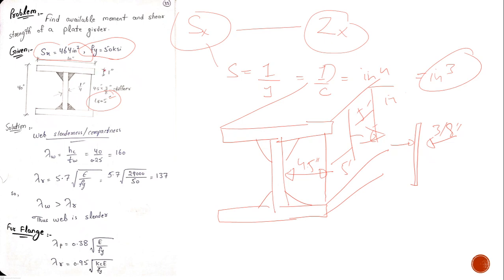The thickness of the flange is 1 inch, and the thickness of the web is 1/4 inch. The overall depth is 40 inches, and you have to find the available moment capacity, because this is a flexure member, of this plate girder. The shear design is not here. It will be discussed in future lectures, and it is one of the important parts of designing plate girders. Okay, the question starts here.